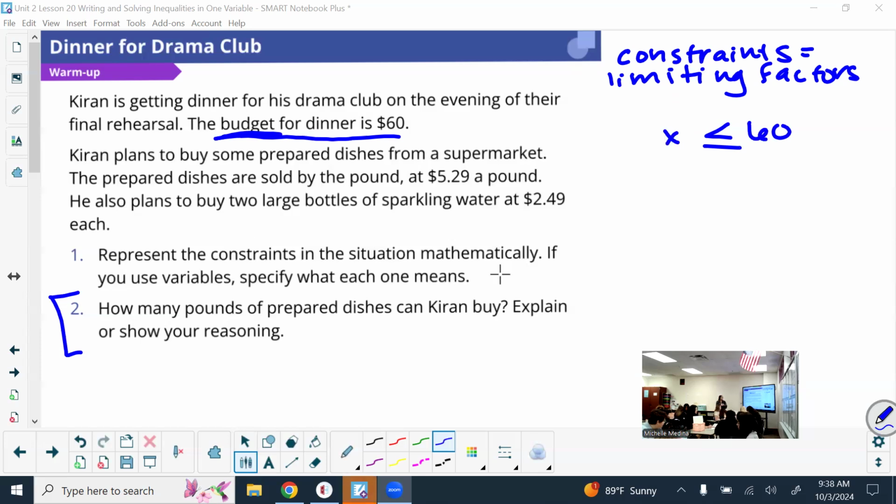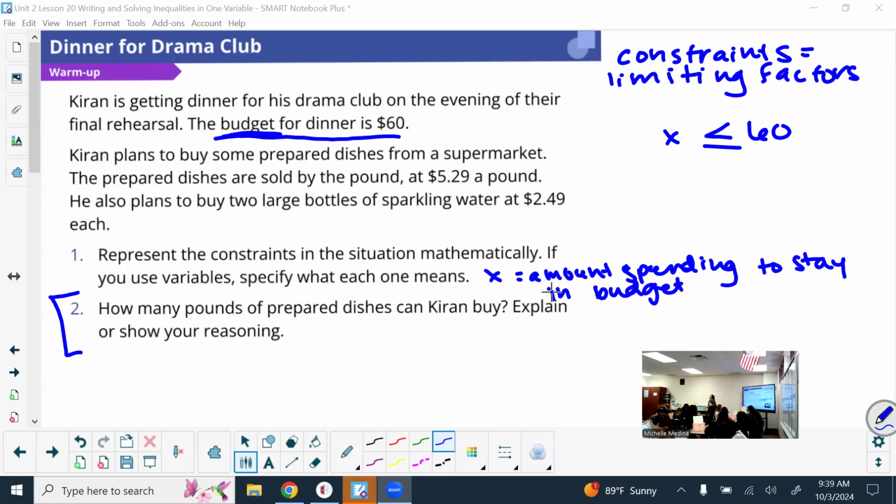All right, so we just have to define the variables because it says, and like on your test, it also said, if you use variables, specify what each one means. So if I'm using X, what does X mean in the situation? So the amount they're spending, basically. You could even add amount spending to stay in budget, under budget. You could spend exactly 60, so that's why we have the equal to part as well. But you can also spend under that amount and still be okay.